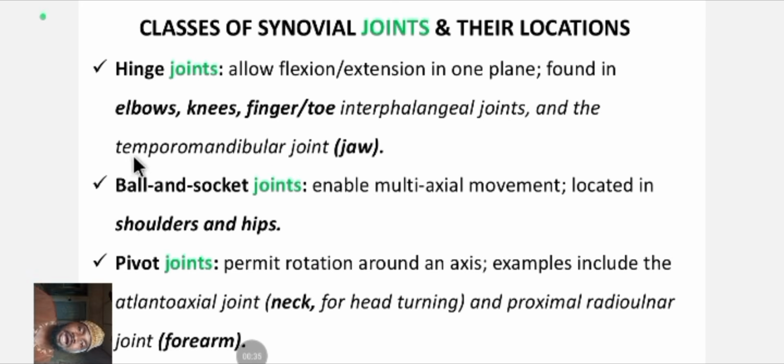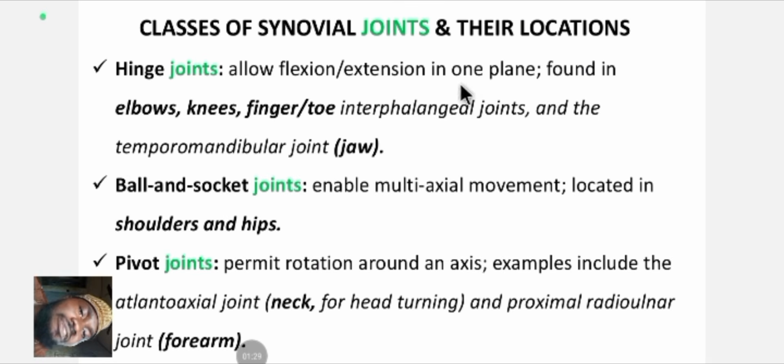Okay, so among the synovial joints, the common types include the hinge joint, which allows flexion and extension in one plane. When you say flexion, it allows you to bend and straighten in one plane. So when you say one plane, this is one plane. You straighten your hand, you bend your hand. That is one plane.